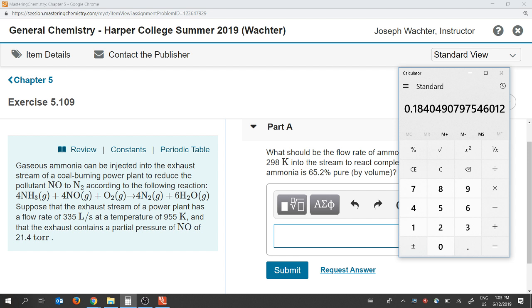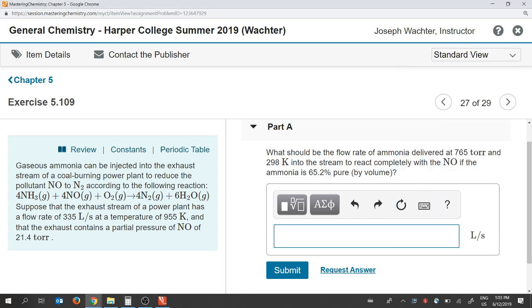Also, don't get thrown off by this per second business, because it's a flow rate. That number, can you plug it back into the original PV equation? Right, because you're given a new P and T for the ammonia, 765 torr and 298 K. And this is n, and then you're solving for V. Yep.